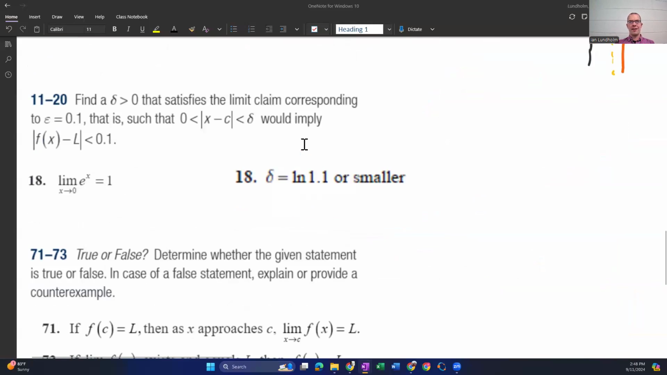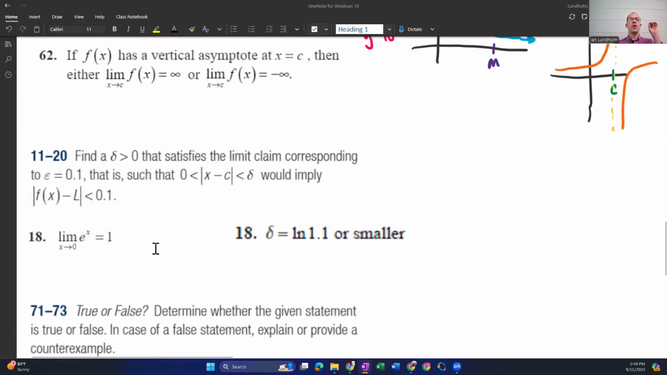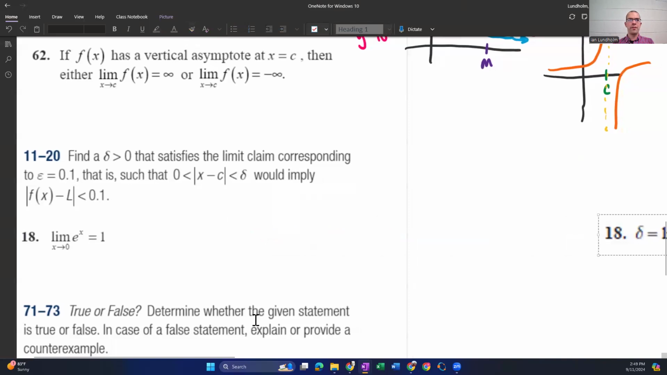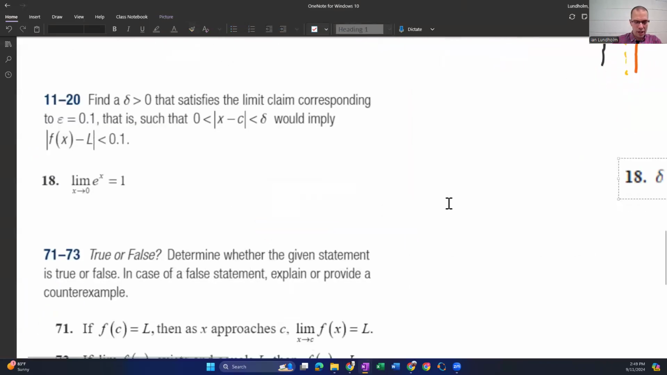Cool, I wrote that there. Yeah, sure. Let's take a look at this problem. What we're trying to do is find a delta to match the given epsilon that we have. And the epsilon is 0.1. So the idea here is, you know what, I'm going to get rid of this. Let's get you off screen so that I have a little bit more room to write.